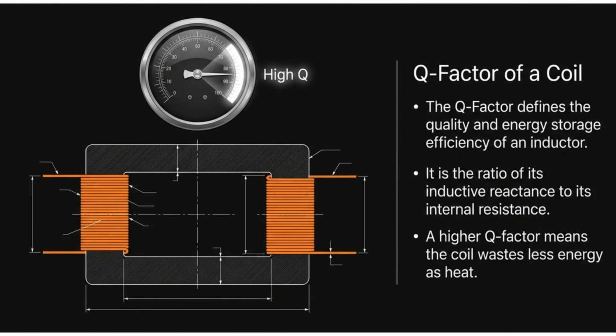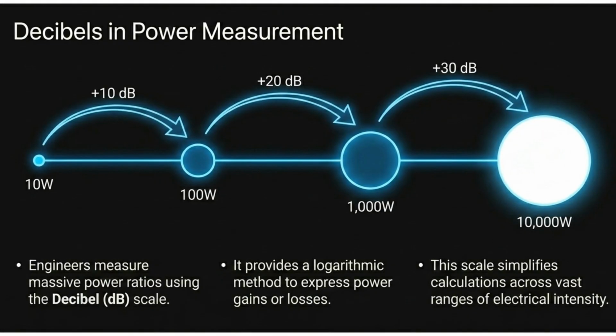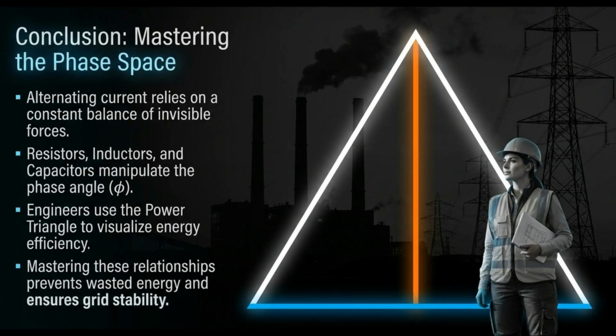The Q factor of a coil measures its energy storage efficiency. It is the ratio of inductive reactance to internal resistance, with higher values meaning less energy is wasted as heat. Engineers use the decibel scale to handle massive power ratios. This logarithmic method simplifies calculations across vast ranges of electrical intensity. In conclusion, mastering phase space and power relationships is essential for engineers to ensure energy efficiency, minimize waste, and maintain grid stability.